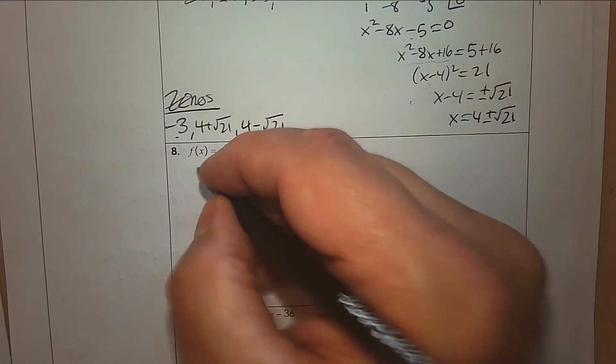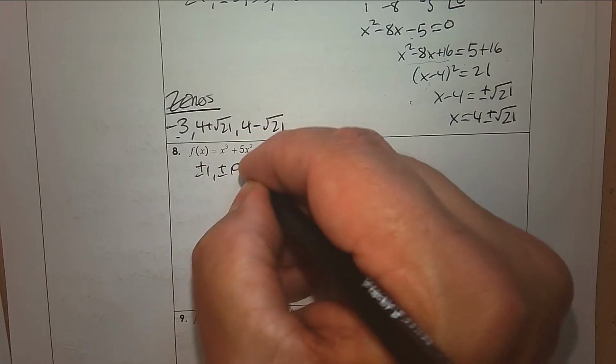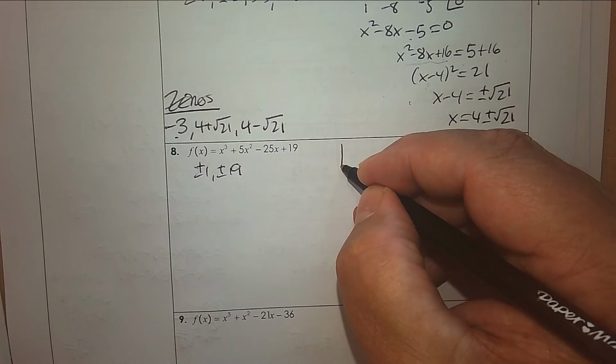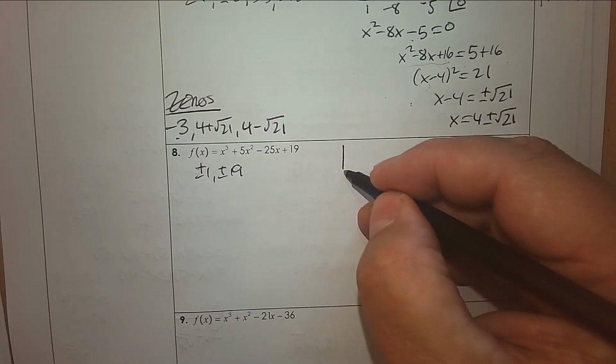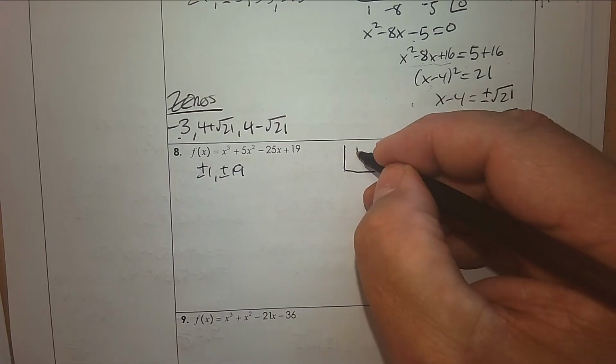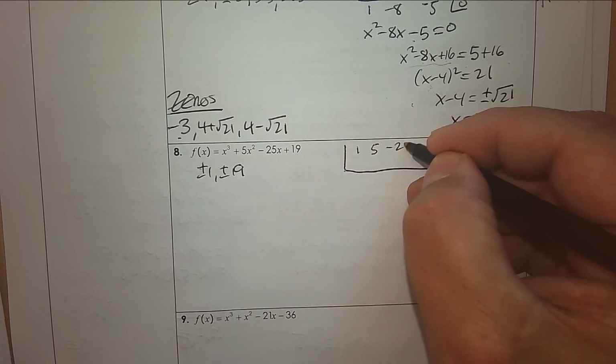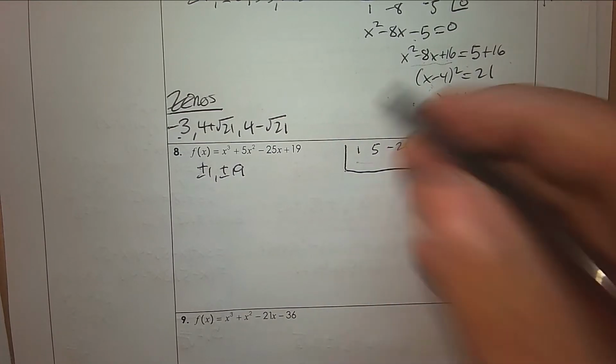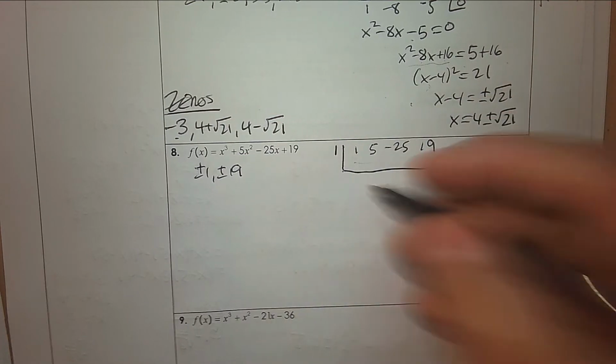The only numbers that go into 19. That's a nice number. Prime, 1 and 19. Long division, or synthetic division. 1, 5, negative 25, and 19. Hey, this adds up to 0. That means which number works? 1.